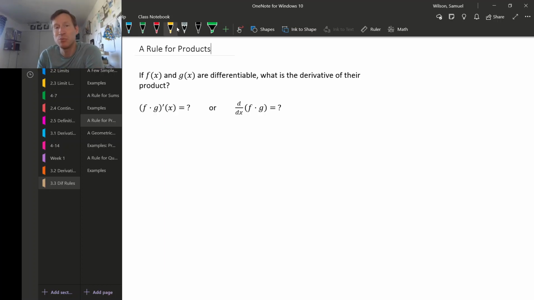Let's think about coming up with a derivative rule for multiplication. So let's assume that we have two functions that are differentiable, f of x and g of x, and we want to come up with some formula for the derivative of their product.